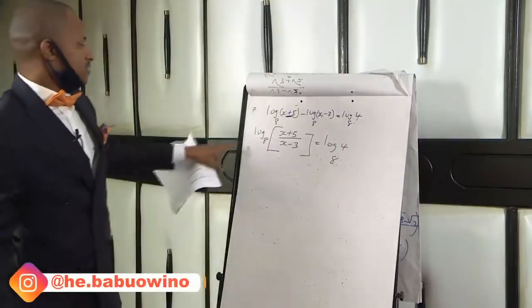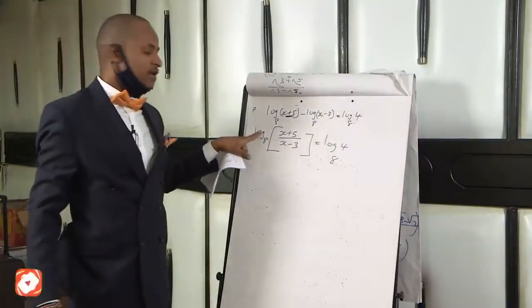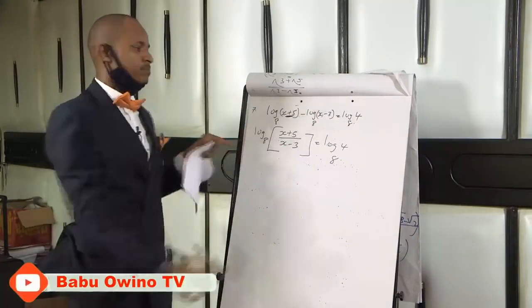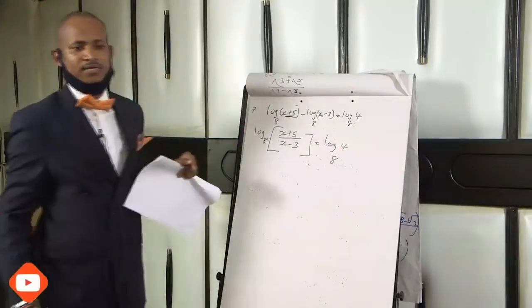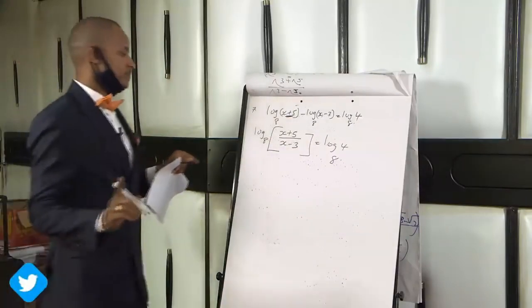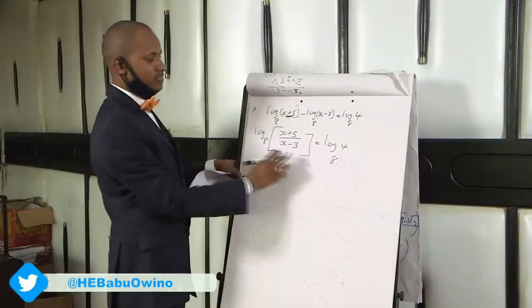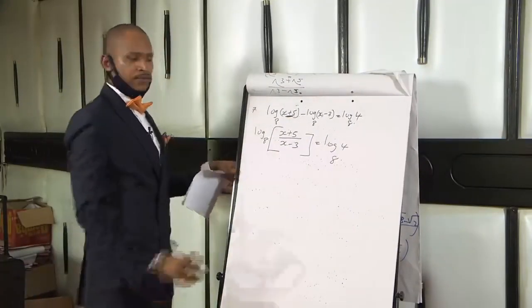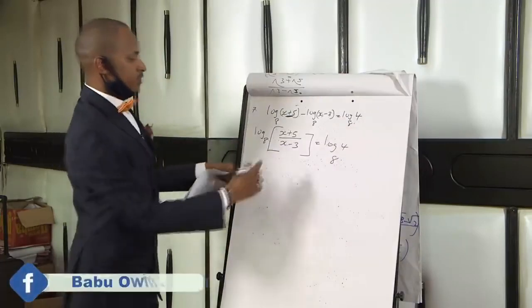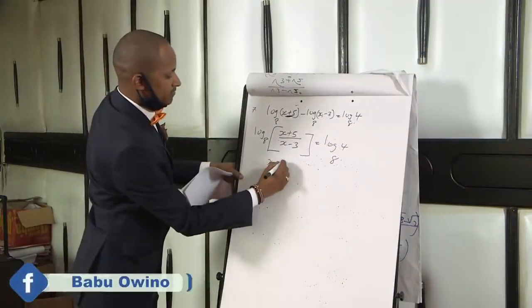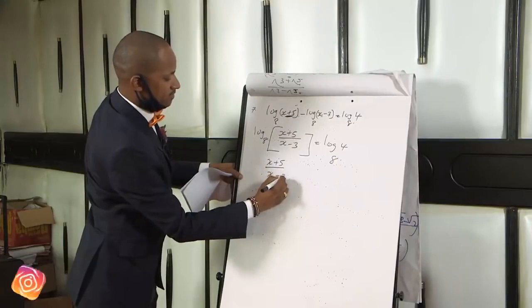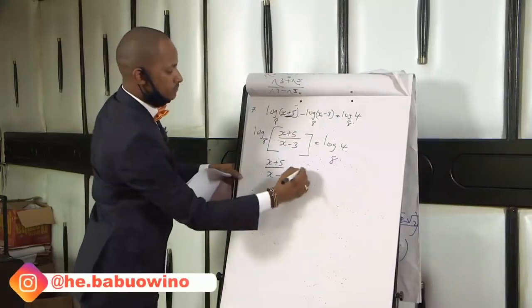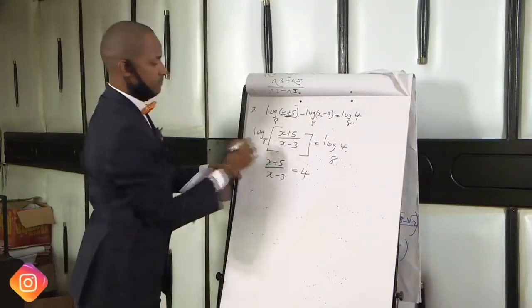Then in mathematics, the logs to the same base will drop. Don't cancel them. Mathematically, if you cancel, it is not correct. So you don't say you divide by log to base 8. You just drop them. When you drop them, you remain with (x + 5) divided by (x - 3) equals 4, because these are the same.